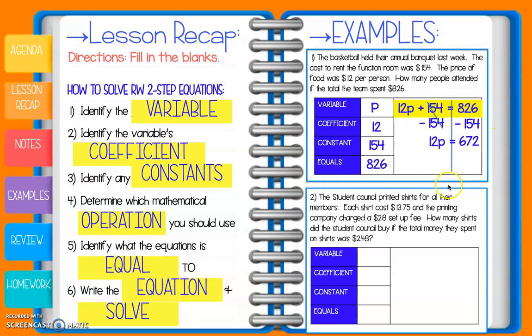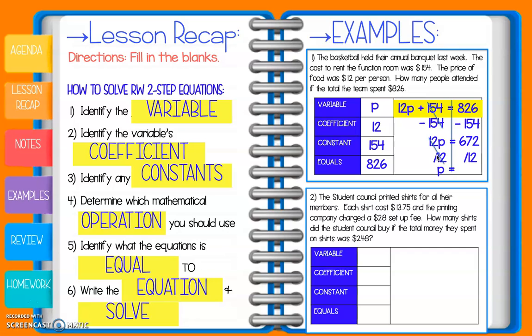Between our coefficient and our variable, between our 12 and our p, we know that we have multiplication happening here. So to isolate the variable, to get it all by itself, we're going to have to divide by 12. Whatever I do on the left, I also have to come over here and do on the right. So now we have a times by 12 and a divide by 12. Those two cancel each other out and we're left with just a p.